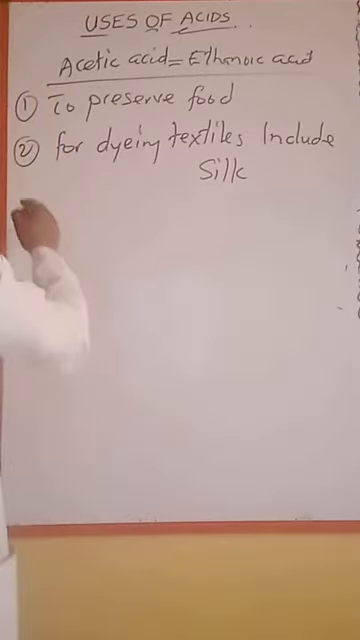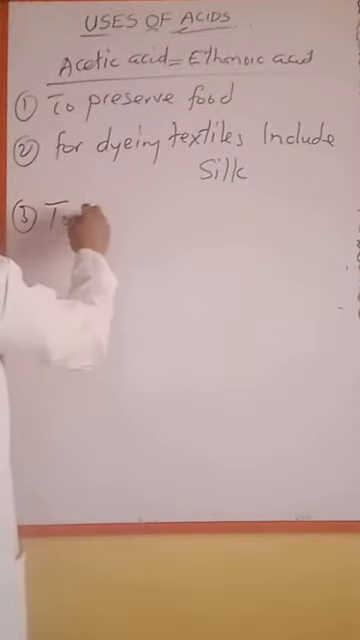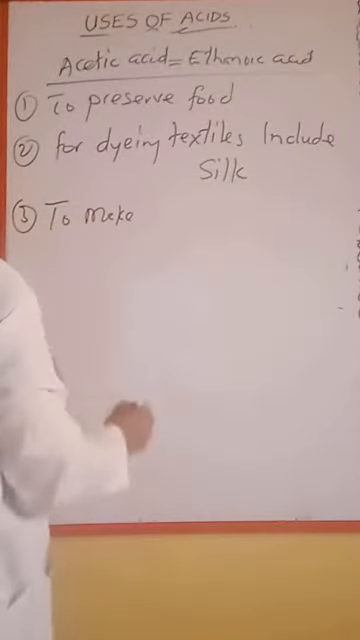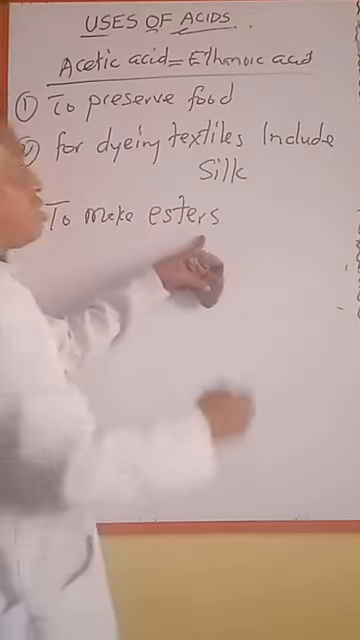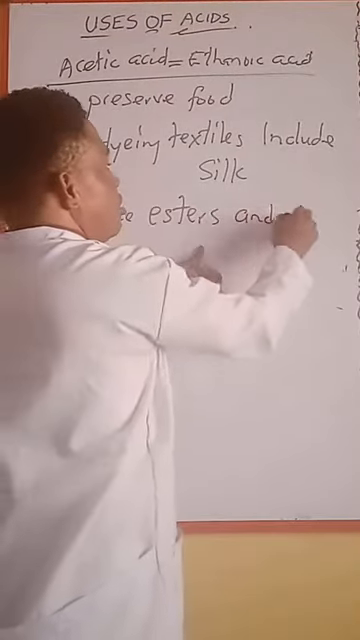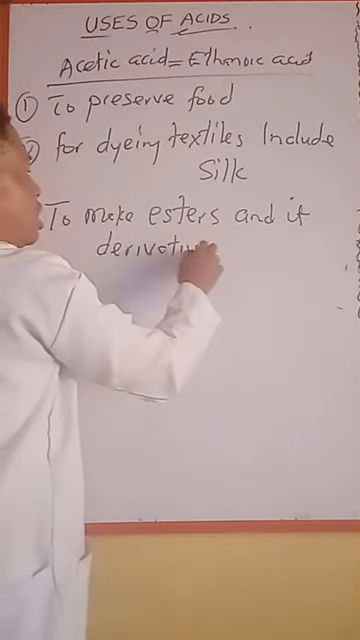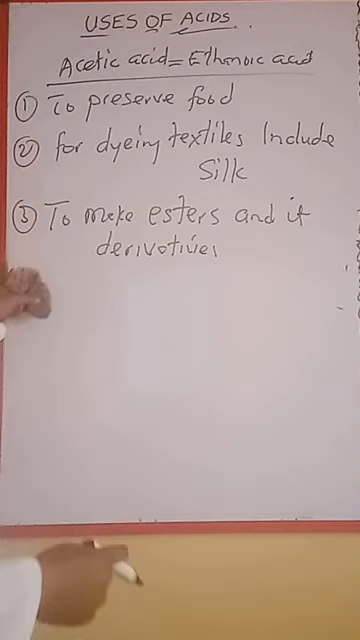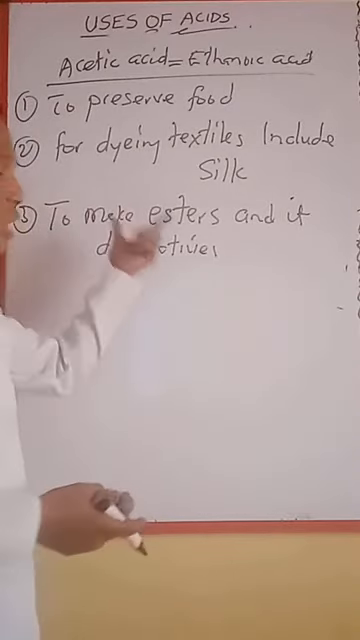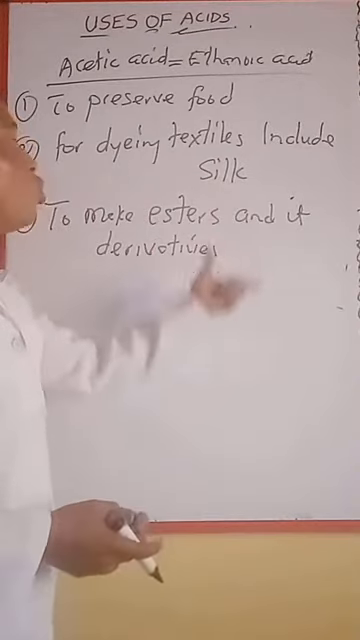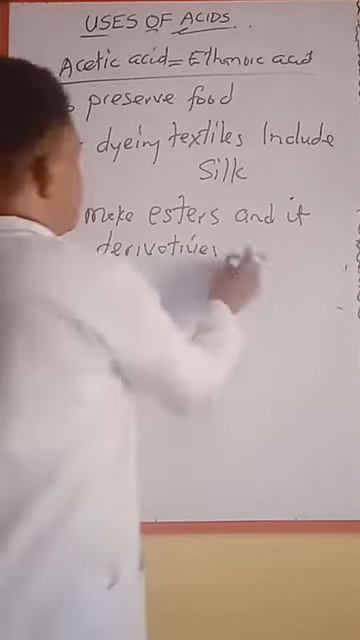And also it is used to make esters and its derivatives. The process is called esterification, whereby alkanol will react with alkanoic acid to produce your alkanoates and water. So that process is called esterification.